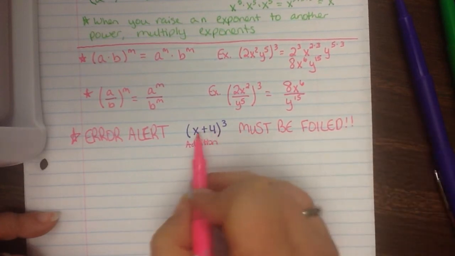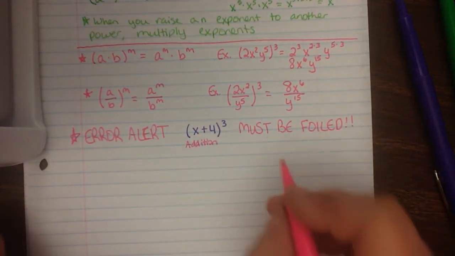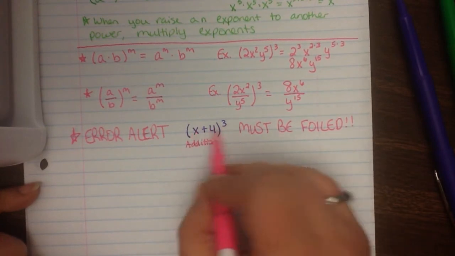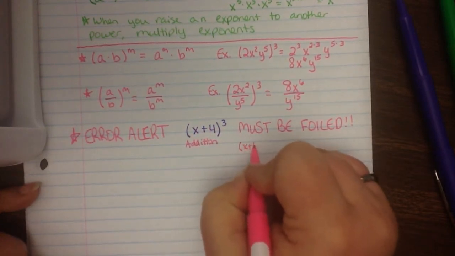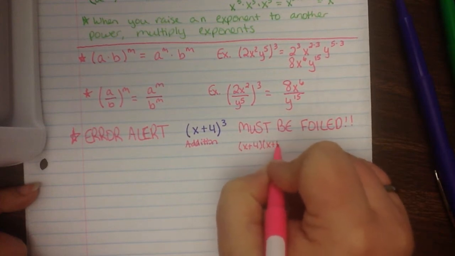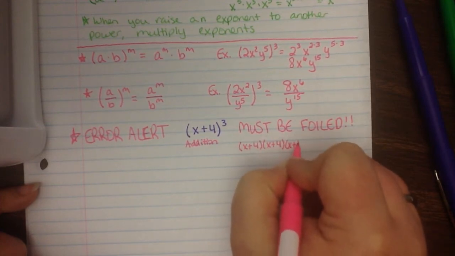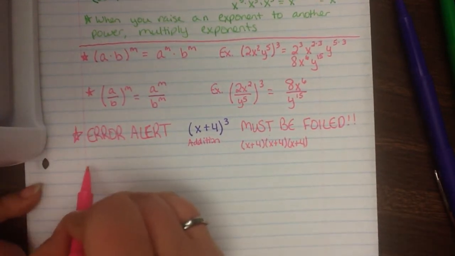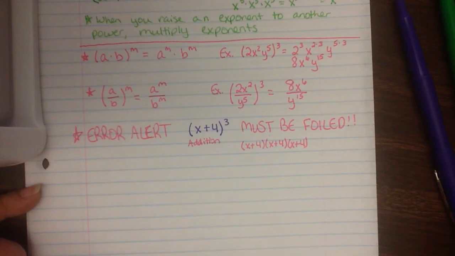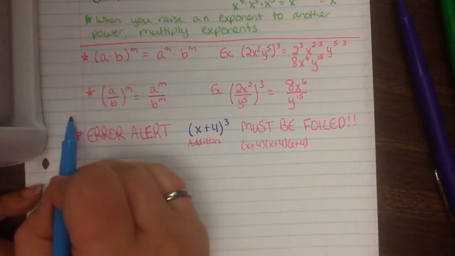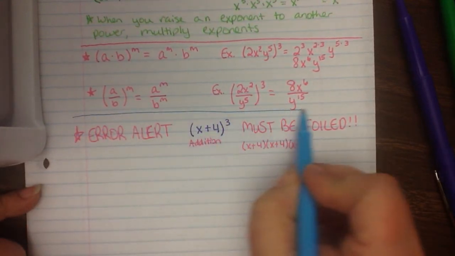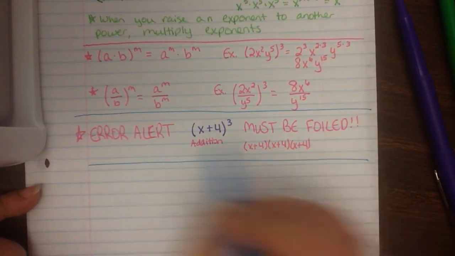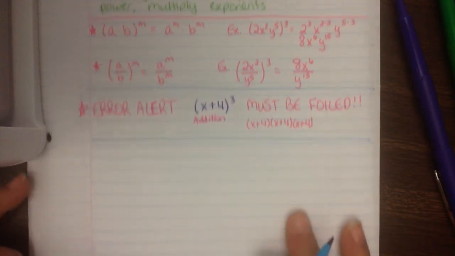So you would have to multiply those together and multiply them together. You'd have 3 of these. So you would have x plus 4, x plus 4, and x plus 4. So you can either multiply all those together or use our Pascal's triangle that we learned. Okay, so don't use this shortcut when there's addition in between. That's something different. Okay.